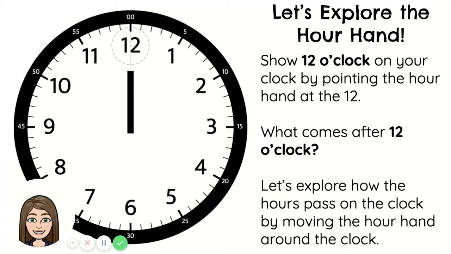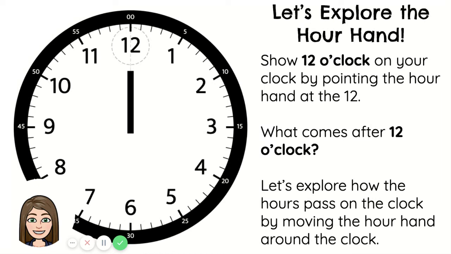Okay, boys and girls, one more time, using our newly made analog clock, I want you to show me 12 o'clock by pointing the hour hand at the 12. Let's think. What time would it be 1 hour after 12? Turn and tell someone near you. If you said 1 o'clock, you are correct. Give yourself a silent applause.